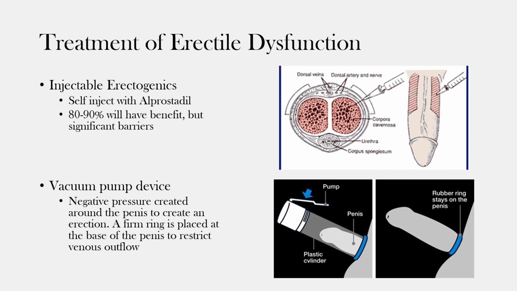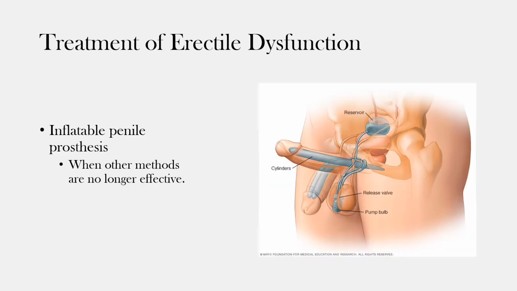Now, if none of those are working, there is this final option, and this is an inflatable penile prosthesis. This is a surgical procedure. Definitely a urologist will be well involved. There's three parts to it. There are these long cylinders, which are like a replacement of the corpus cavernosa. Then you have a reservoir, which is a reserve of saline, and you finally have a pump.